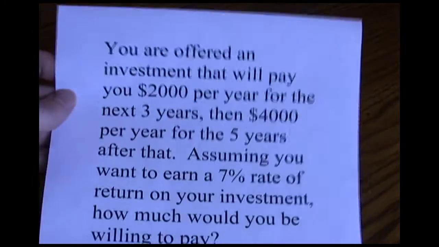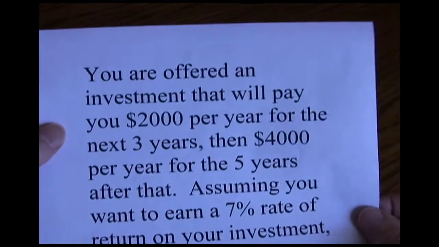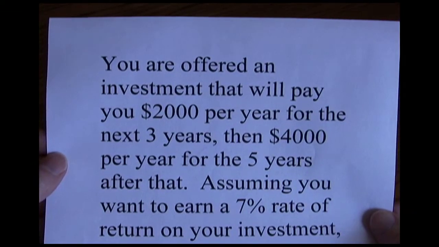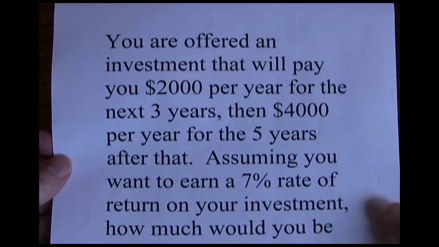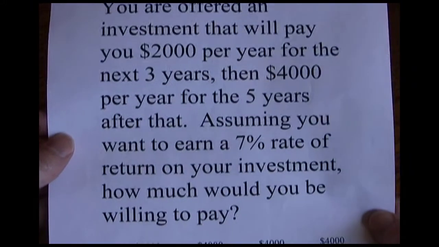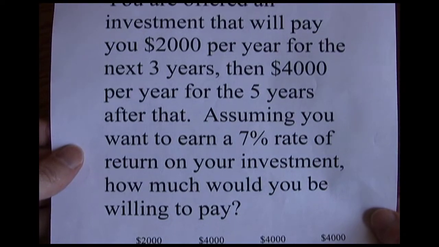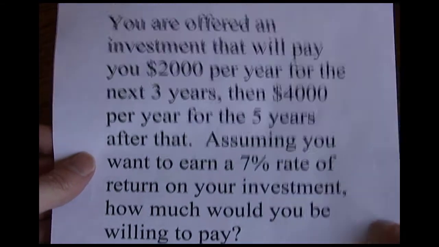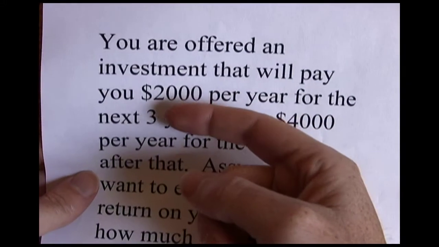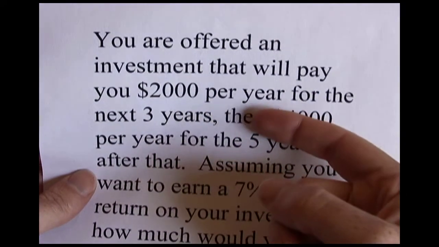In this first example, you are offered an investment that will pay you $2,000 per year for the next 3 years, and then $4,000 per year for the 5 years after that. Assuming you want to earn a 7% rate of return on your investment, how much would you be willing to pay? Now at first glance this looks a little bit like an annuity because you see that $2,000 per year.